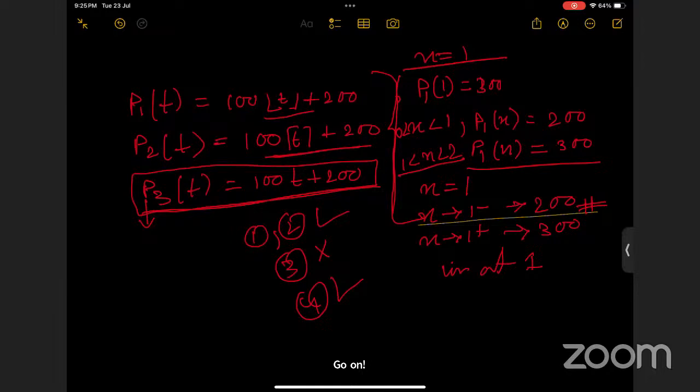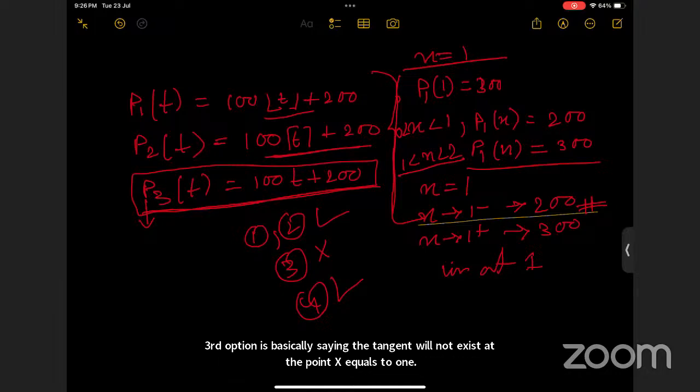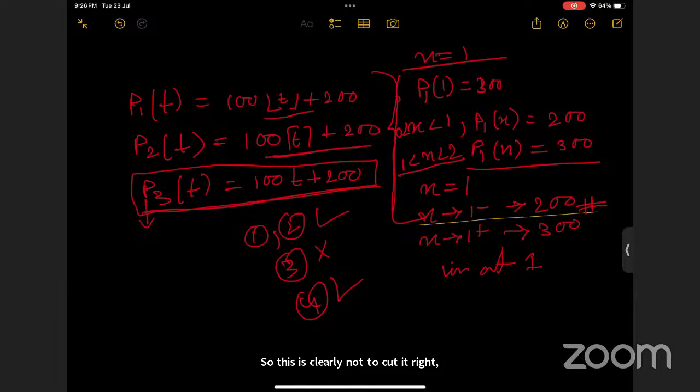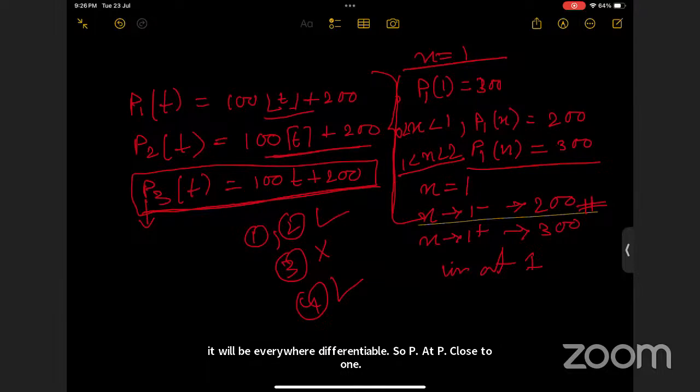Ma'am, in this question, the third option, that expression, can you just repeat it, please? The third option is basically saying that the tangent of the function P3 will not exist at the point x equals 1. So this is clearly not correct, right? Because P3 is a polynomial function, more specifically a linear function. So it will be everywhere differentiable. So at x equals 1, the tangent will exist, right? Okay, the option says does not exist. Okay, got it. Yeah, so it is basically wrong.